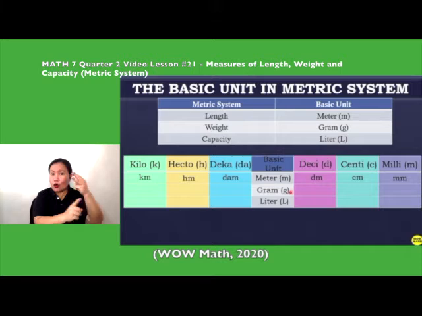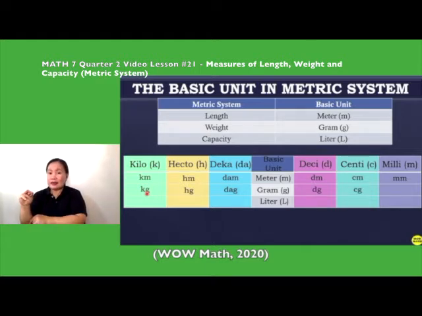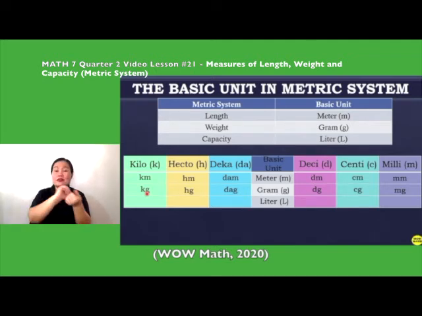Okay, now if you are converting measures of weight, ang basic unit po natin dyan ay gram. Ang symbol po niyan ay G. So, therefore, ang magiging symbol natin dyan ay kg, kilogram, Hg for hectogram, Dag for decagram, Dg for decigram, Cg for centigram, and Mg for milligram. Ano napansin nyo? Pinapalitan lang natin yung basic unit niya.